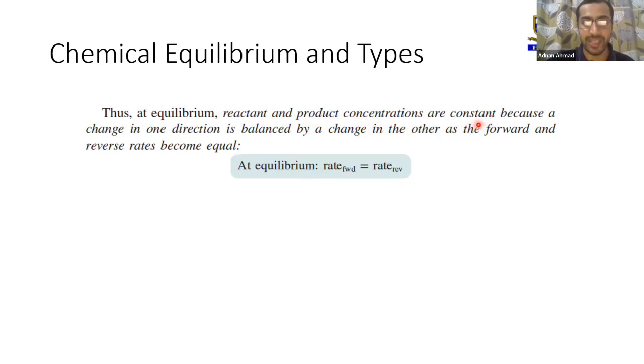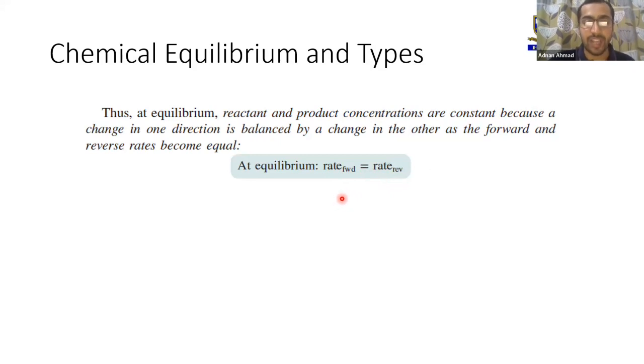Something which doesn't change, because a change in one direction is balanced by a change in the other as the forward and the reverse rates become equal. So we can write at equilibrium, rate of forward reaction becomes equal to the rate of reverse reaction. So this is how equilibrium is established, and this is how we define it, right?